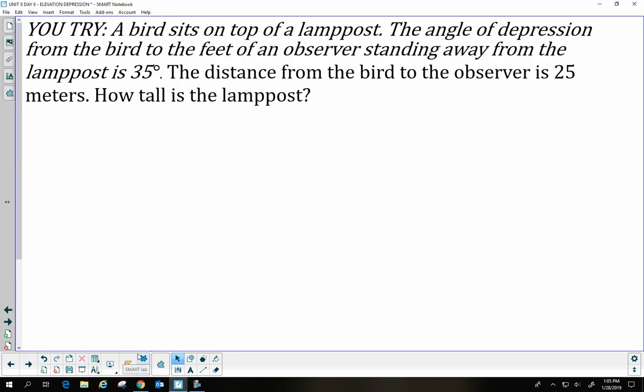So I have one for you to try. I want you to draw a picture, turn it into a regular right triangle, figure out which function you need to use, get as far as you can, and if you don't have a calculator, you can make your final calculation when you get to class.